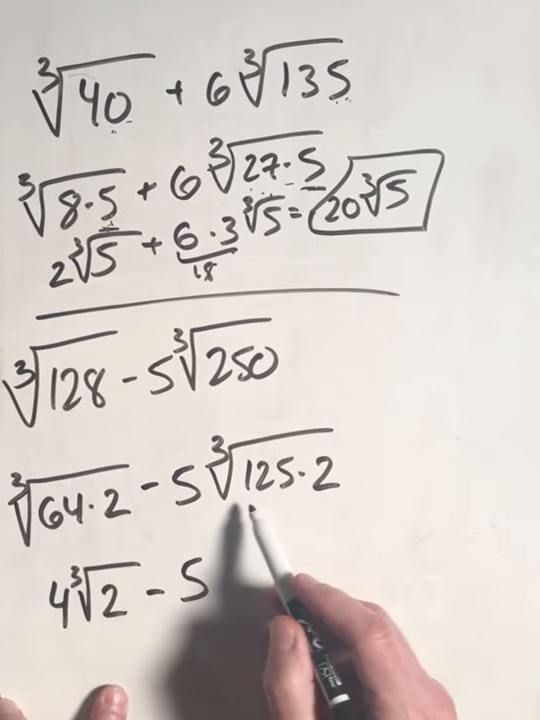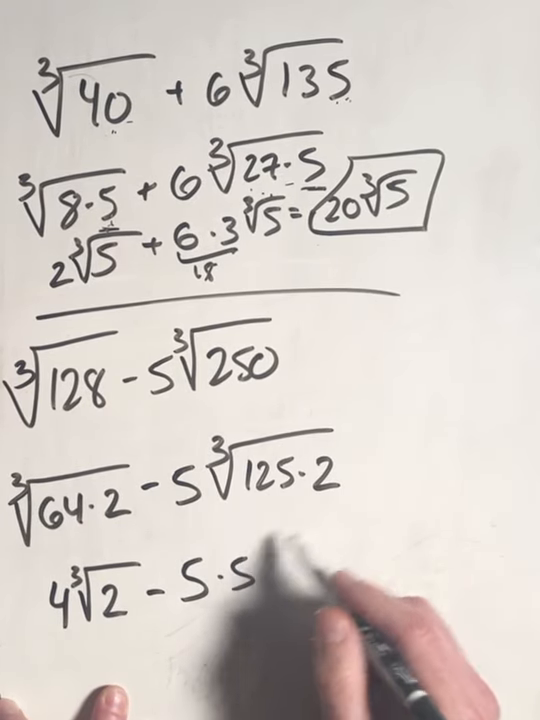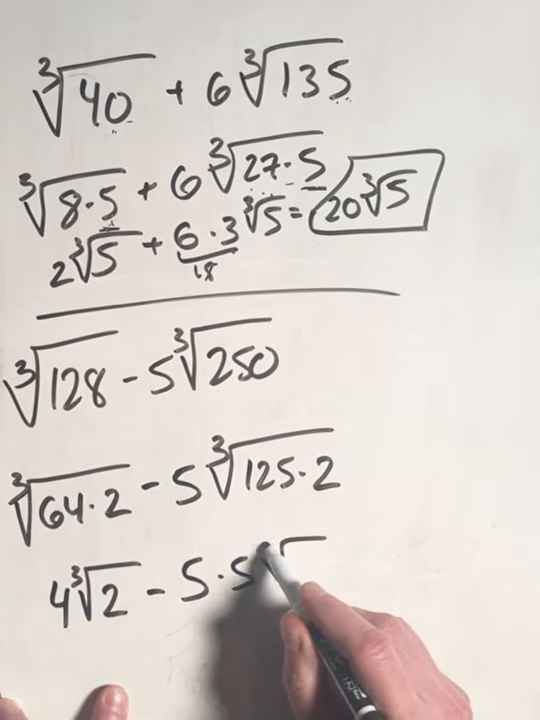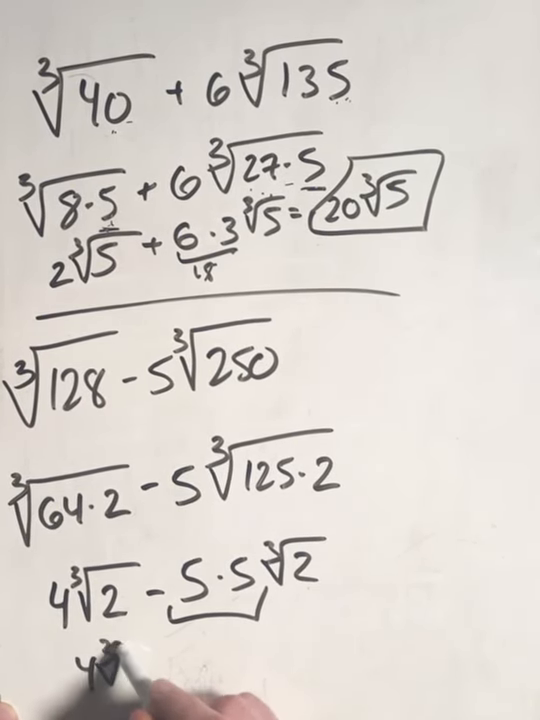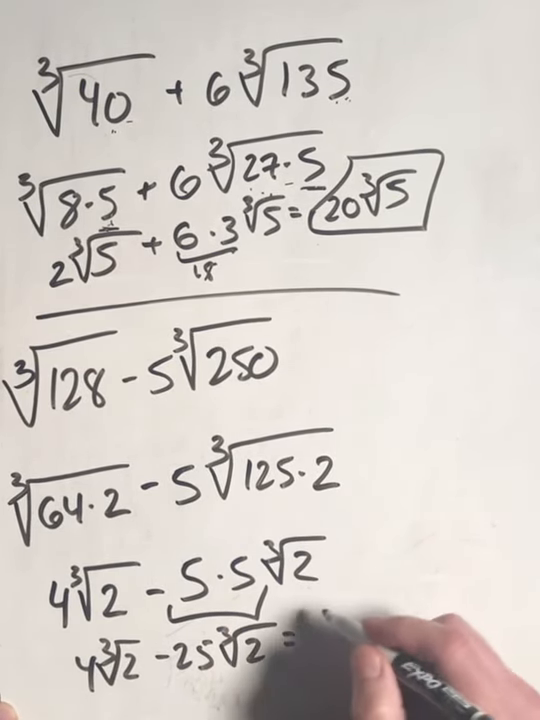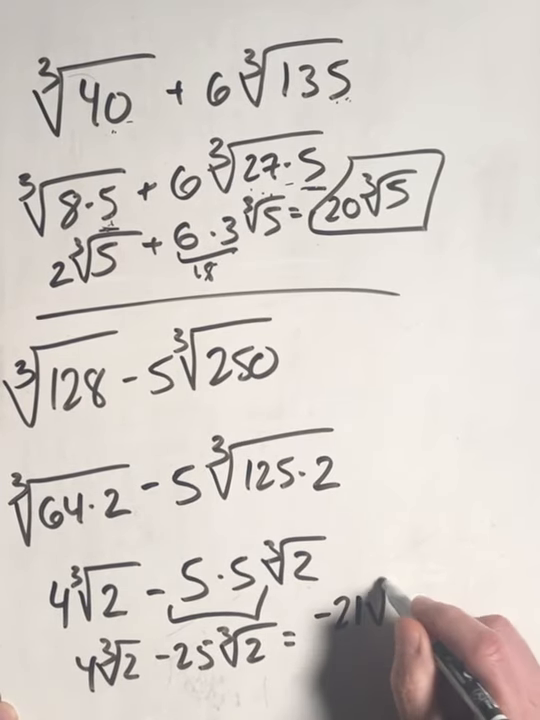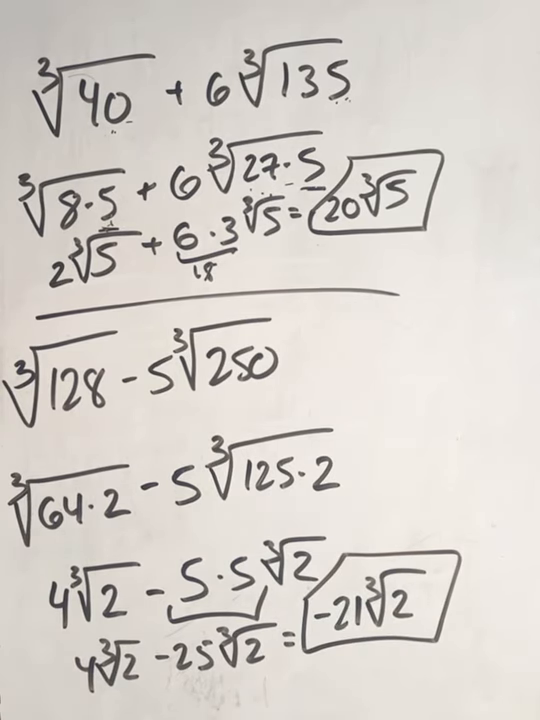minus 5. The cube root of 125 is 5. The cube root of 2 is the cube root of 2. So we really have 4 times the cube root of 2 minus 25 times the cube root of 2. 4 minus 25 would be negative 21 times the cube root of 2.